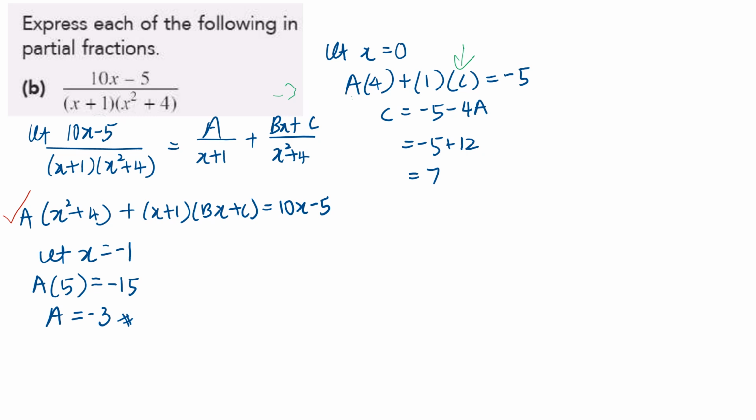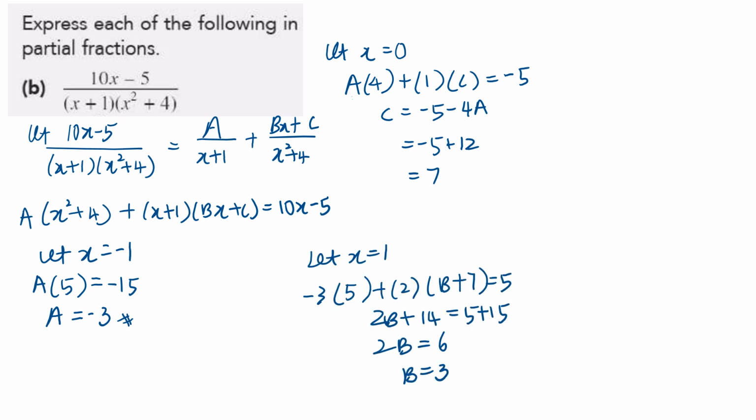So of course, after finding the values for a and c, finding b is easy. You can just let x be any value other than 0 and -1. The smallest one will be 1, right? So from there, you need to expand this to get 2b plus 14. This one is -15, so bring it over to the other side, it becomes plus 15. So b is 3. So with all these values found, you can just put them back into your partial fraction here.